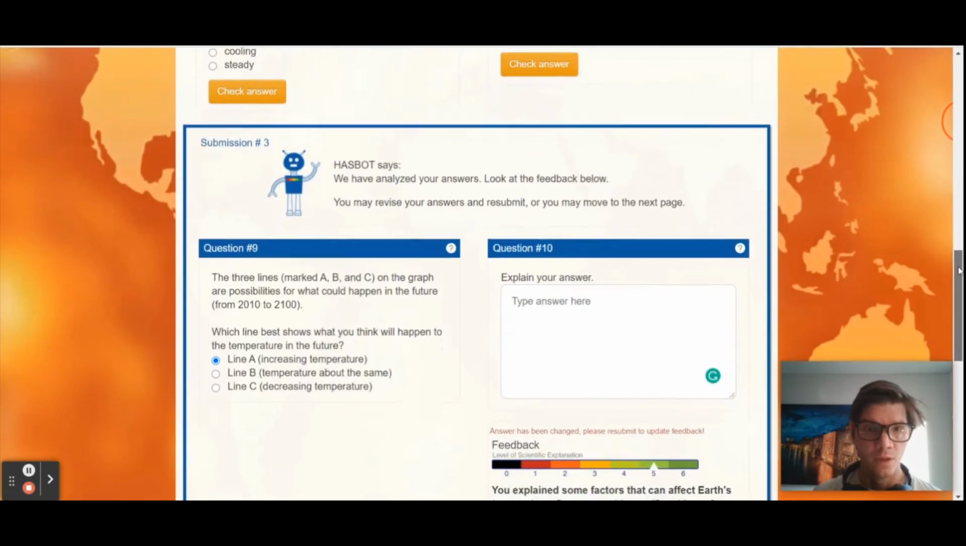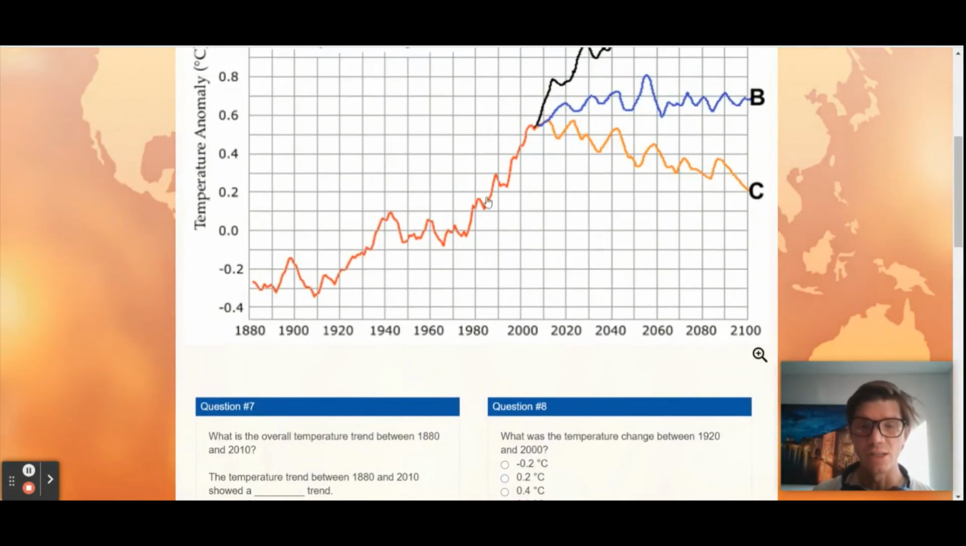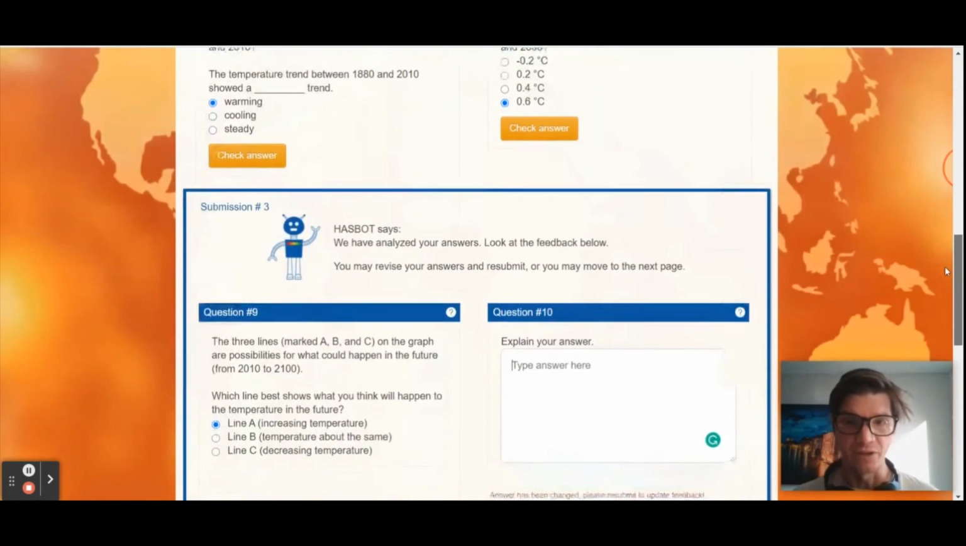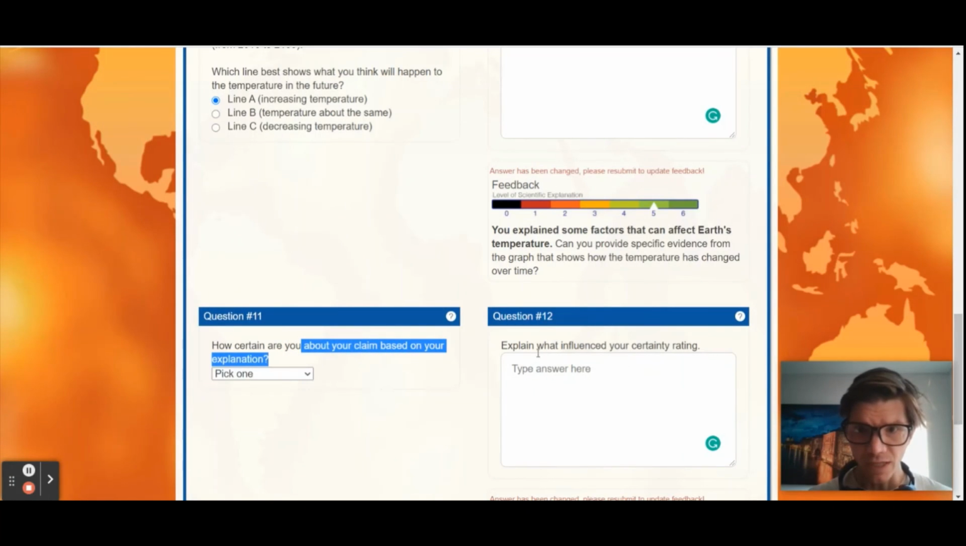So explaining your answer, I would say looking at the data, it seems as though the temperature anomaly has increased on average for every 5-year span. Number 11, how certain are you about your claim based on your explanation? And explain what influenced your certainty rating.